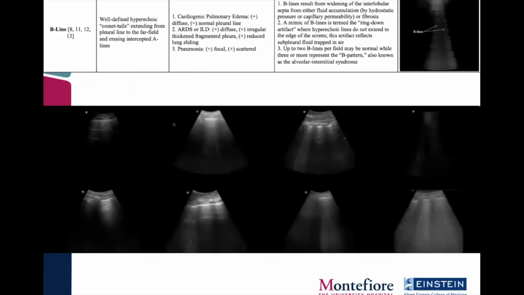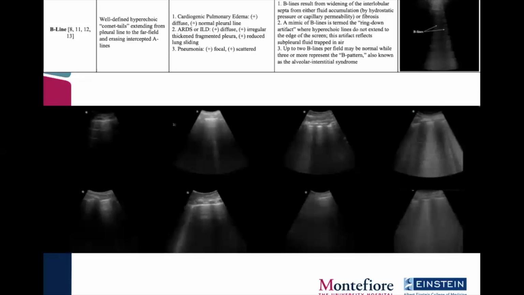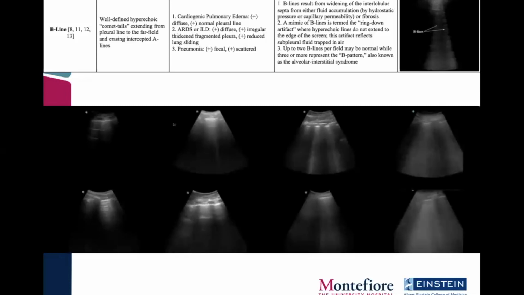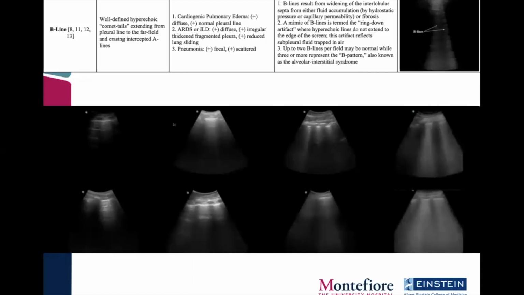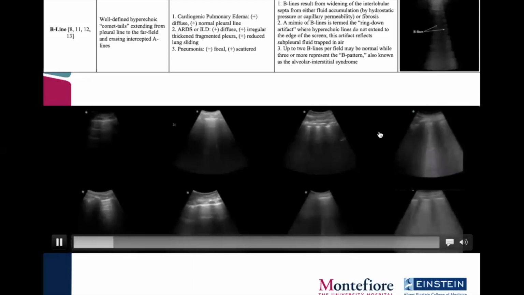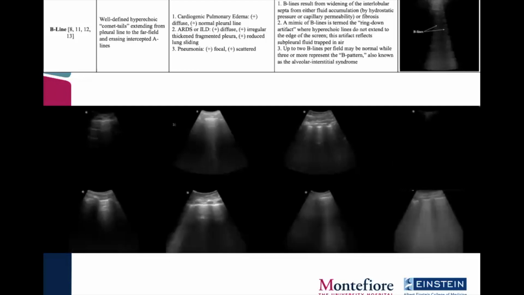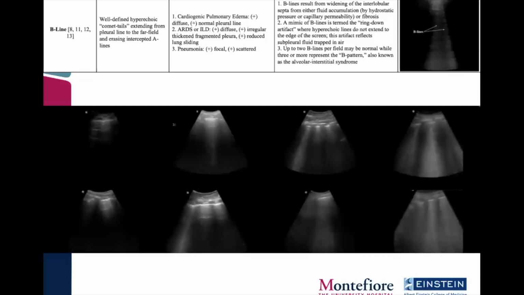Cardiogenic pulmonary edema is really a condition of a hydrostatic nature. Unless it's an acute, highly inflammatory cardiogenic pulmonary edema, you would see a normal continuous pleural line with normal lung sliding and diffuse bilateral B lines. As we can see here, in the context of B lines representing cardiogenic pulmonary edema, increasingly coalescent B lines represent increasing severity of pulmonary congestion.